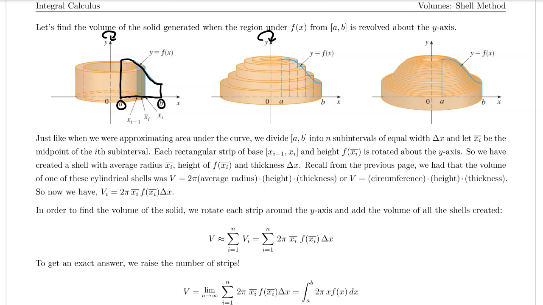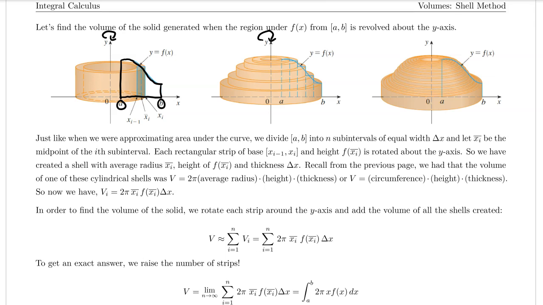Just like when we were approximating area under the curve, we divide the closed interval from a to b into n subintervals of equal width delta x, and we let x sub i bar be the midpoint of the ith subinterval. Each rectangular strip of base x sub i minus 1 to x sub i and height f of x sub i bar is rotated about the y-axis. So we have created a shell with average radius x sub i bar, height of f of x sub i bar, and thickness delta x.